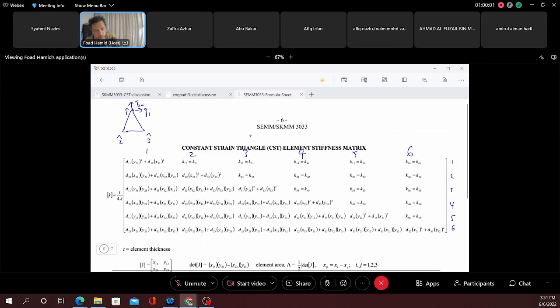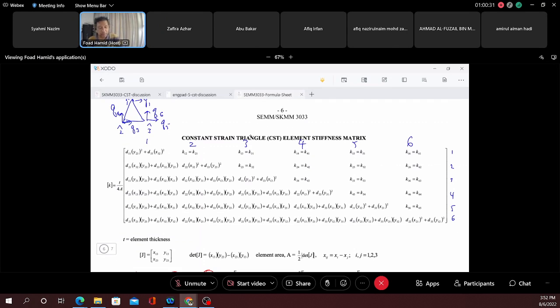So this is our Q3, Q4, Q5, and Q6. So this corresponds to all the degrees of freedom. So 1, 2, 3, 4, 5, and 6. Okay, so this is very important.